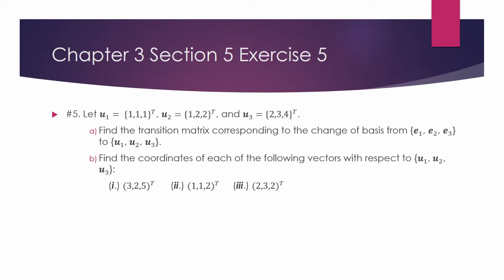Part A is find the transition matrix corresponding to the change of bases from E1, E2, E3 to U1, U2, U3. Part B is find the coordinates of each of the following vectors with respect to U1, U2, U3, and the following vectors are given.